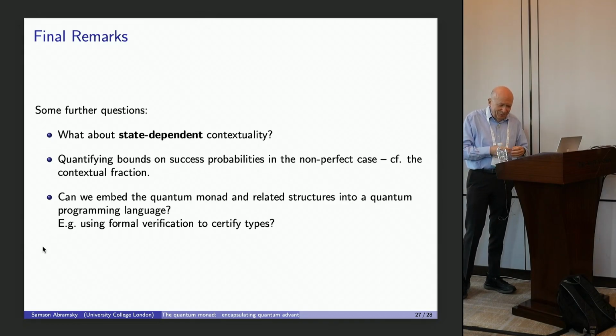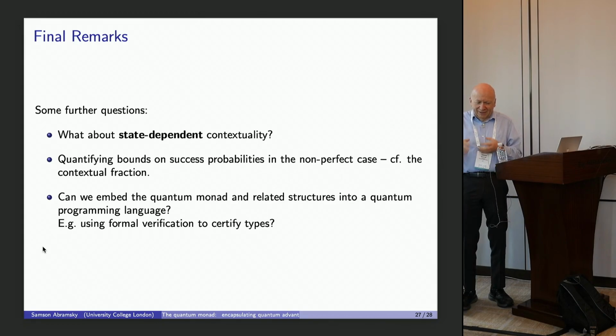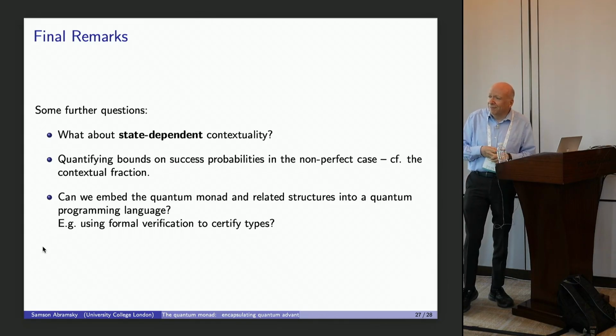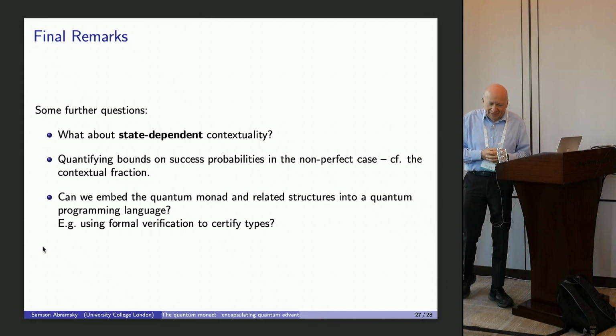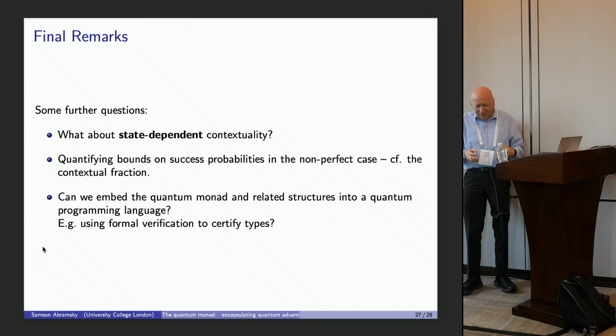But the main question I'd like to mention, and it's a question which I find very interesting and which brings us back to the actual theme of this workshop, is this: this is a mathematical construction which comes from the foundations of quantum advantage. But can we bring it back and realize it in a quantum programming language? We know monads can be useful in programming languages. Can we embed the quantum monad and related structures into a quantum programming language? I think it may be possible to do that, but it's a non-trivial exercise.